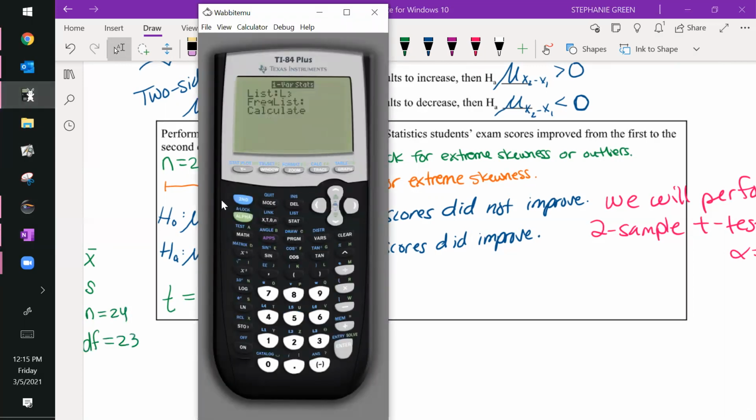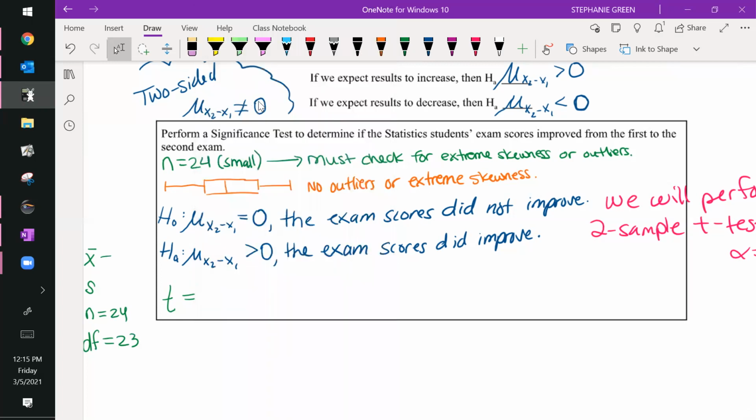So I'll go stat, calculate, one var stats. We're in list 4 this time. There it is. My X bar is 4.75. My S is 2.80. And again, my N is 24. It's also in one var stats, but we already knew that. So I'll calculate this.